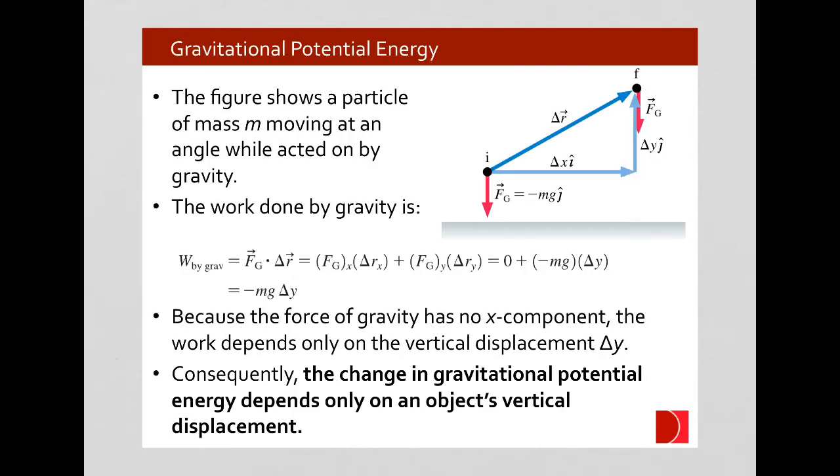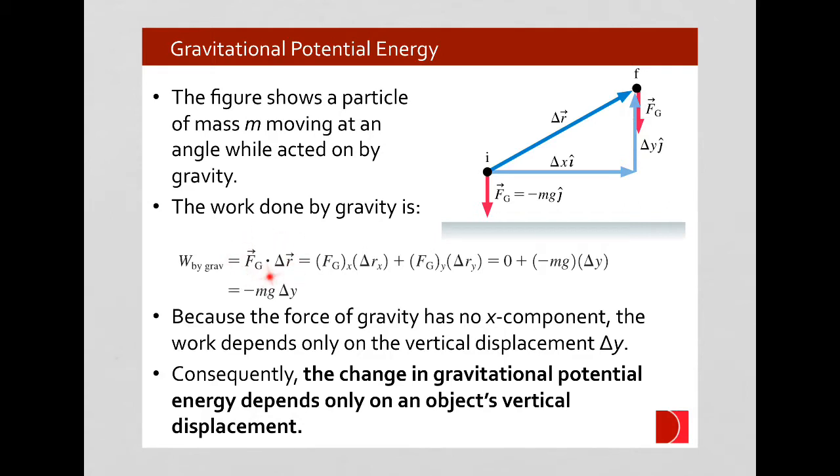When we look at gravity acting on an object that's moving in multiple directions, we know that the work done by gravity is the force dotted with the displacement vector. In this case, the force is the force of gravity. We know that the force of gravity is only in the negative y direction, or the negative j hat direction.